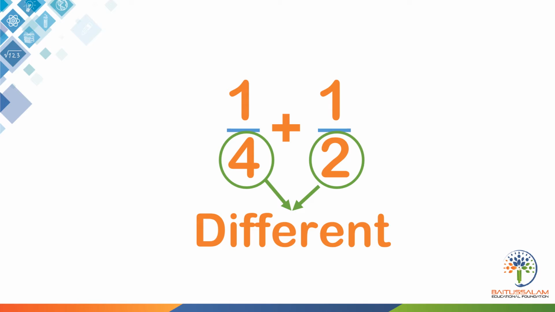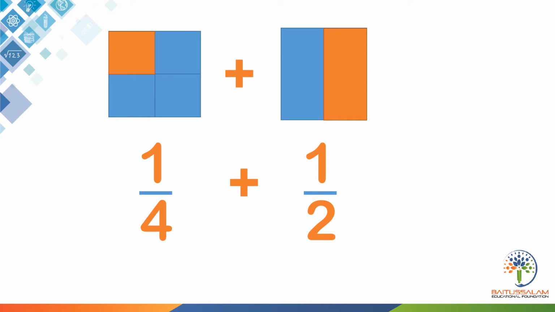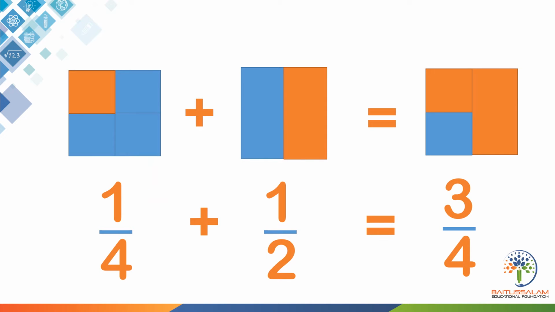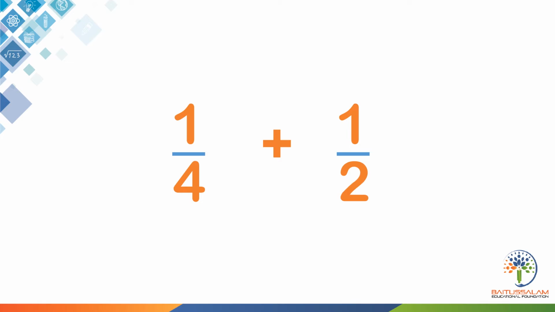However, this is only done when the denominators are same. So, what do we do when the denominators are different? For example, 1 upon 4 plus 1 upon 2. Again, we can solve this with the help of a diagram. Looking at the diagram, we can easily say the answer is 3 upon 4. We can solve this without a diagram also. When the denominators are different, we take their LCM.